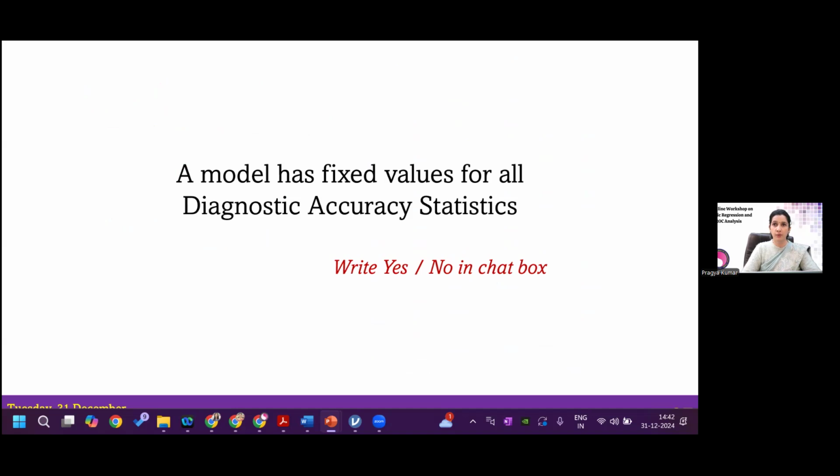Divya is writing no. Very right. But Rini is writing yes. So there's one no and one yes. So Rini, your answer will be no. Why no? Because fixed will be only for one cutoff.